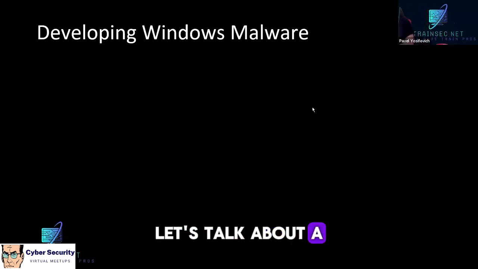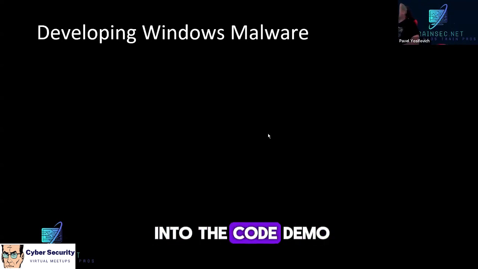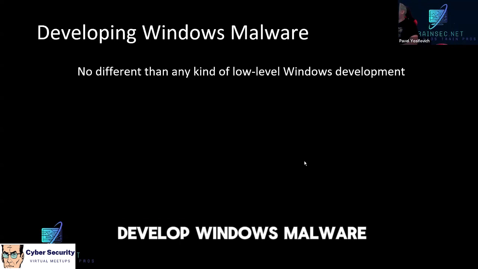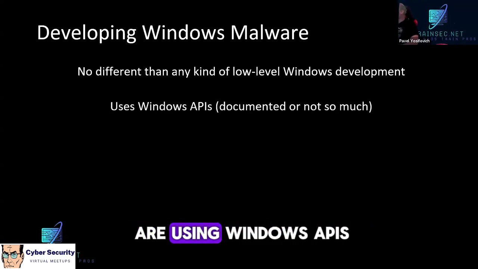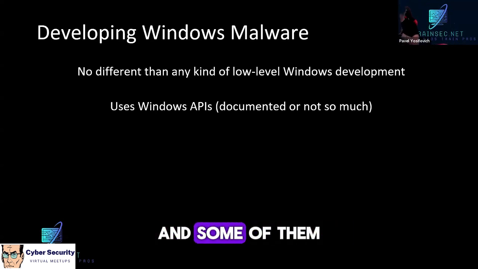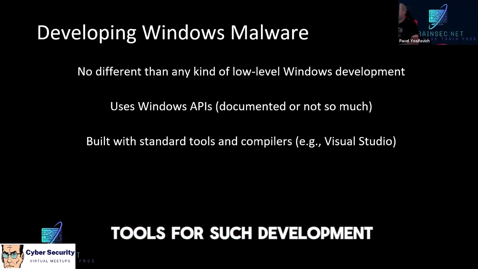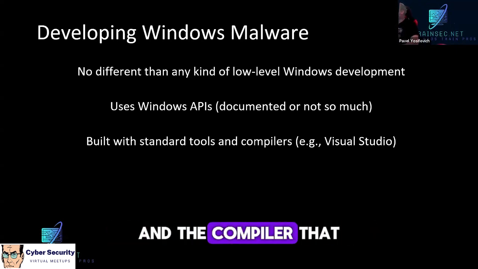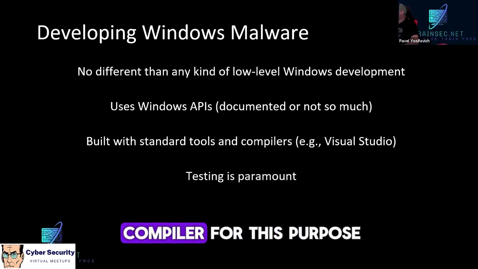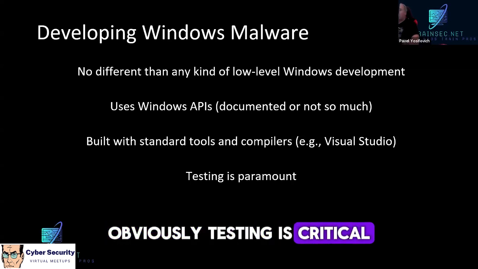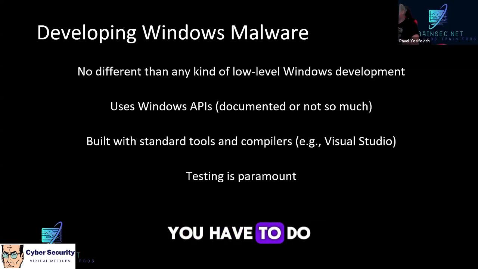Let's talk about a few slides in terms of developing malware, and then we'll go into the code demo. Generally, when you develop Windows malware, it's not really different than developing any other Windows low-level code. We're using Windows APIs, and some of them might be documented, some undocumented. We can use normal tools for software development, such as Visual Studio and its compiler, but you can use any C or C++ compiler. Obviously, testing is critical, especially if you want to target various types of operating systems. You want things to work out, so you have to do proper testing.